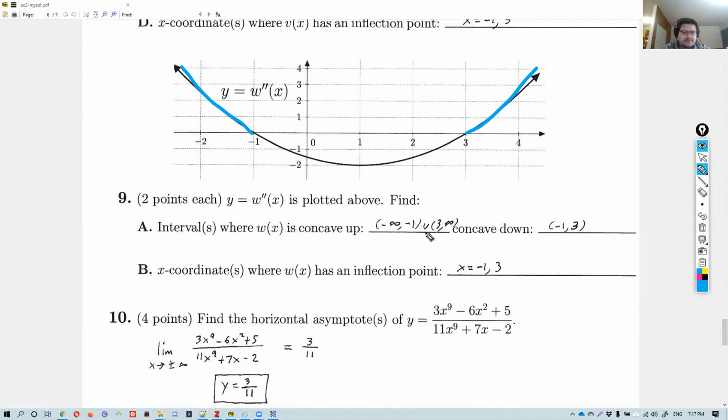And then concave down is everything else. It's where the second derivative is less than 0. So it's -1 to 3. That's concave down. And then inflection points are when the second derivative is equal to 0, which happens here and there. So -1 and 3, which is what I've written.